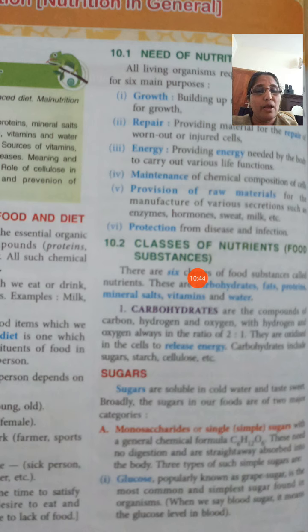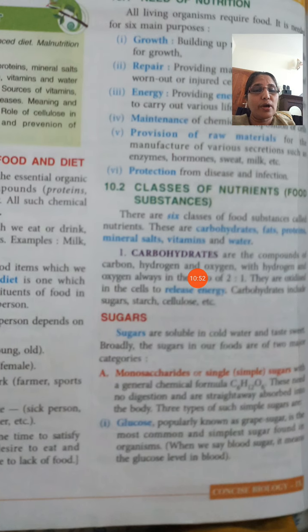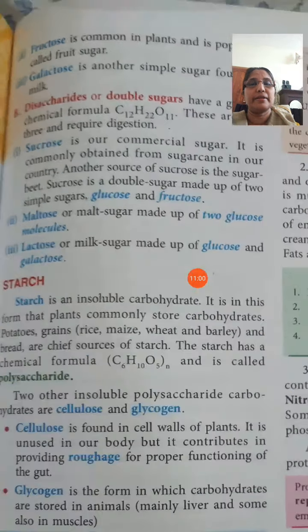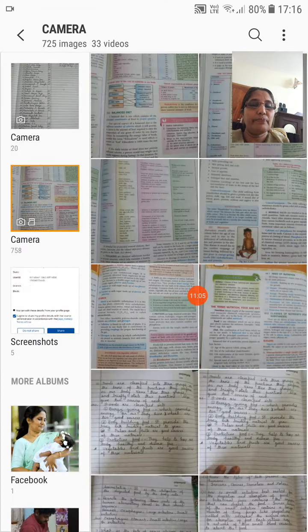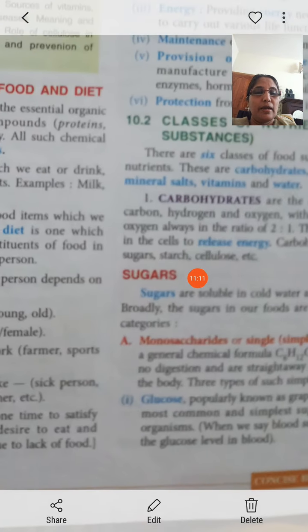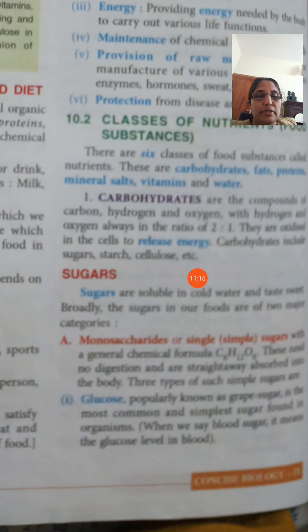That is, soluble in water. Then let us see, two kinds of sugars are there. They are monosaccharides, or single or simple sugar, and disaccharide. Here you can see the word disaccharide here. Disaccharide. Monosaccharides and disaccharides are the two kinds of sugar. Then let us see about the monosaccharide. Simple sugar. That is glucose, one of the three kinds of monosaccharides.